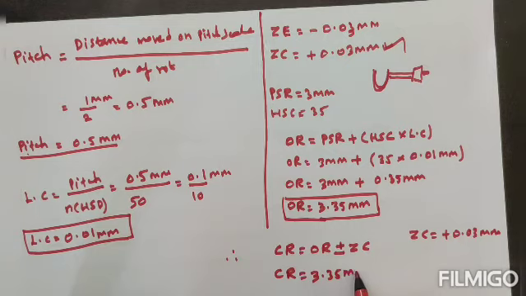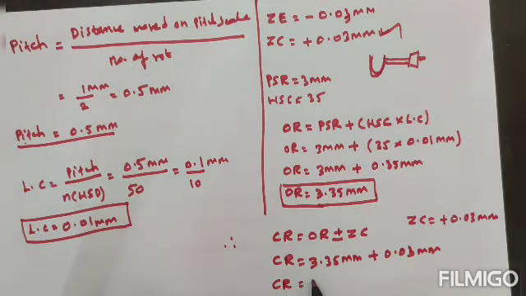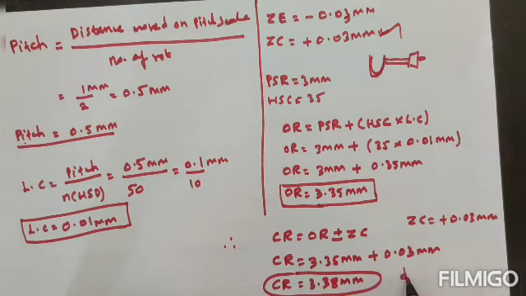Therefore the correct reading equals the observed reading 3.35 millimeter plus 0.03 millimeter. So the correct reading is 3.35 plus 0.03, that is equal to 3.38 millimeter. Actually this is the diameter of the given wire. So this matches with option D. Option D is given as 3.38 millimeter.